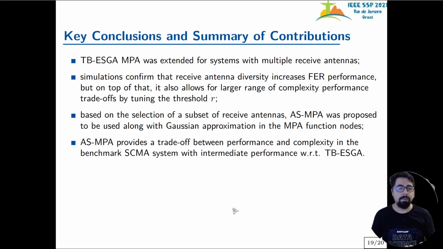So to summarize, we have presented an extension of threshold-based edge selection Gaussian approximation MPA for SCMA systems with multiple receive antennas. Simulations have confirmed that receive antenna diversity is preserved, and as the number of antennas increases, we have more room for tuning the trade-off between complexity and performance. Also, a receive antenna selection was proposed to be used along with Gaussian approximation in the MPA's function node calculations. This novel algorithm provides a trade-off between performance and complexity for the benchmark SCMA system when compared to threshold-based edge selection Gaussian approximation, and may also be more scalable for a small number of receive antennas and larger SCMA codebooks.